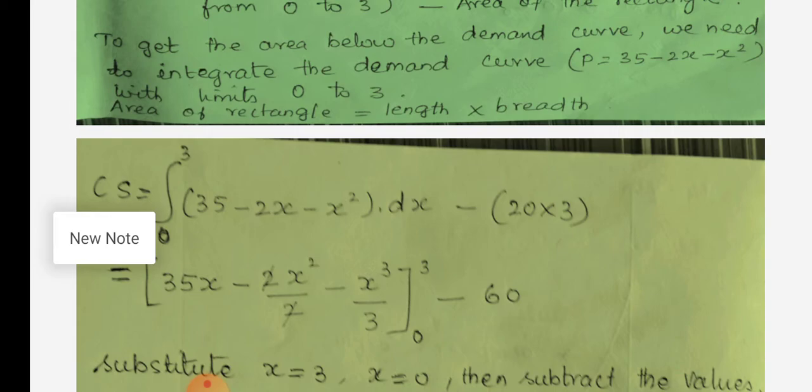Integrate with respect to x, 35 minus 2x minus x square, with respect to x, minus the area of the rectangle. Area of the rectangle is what? Length into breadth. What is the length? 20. Breadth is how much? 3. So, you minus 20 into 3.